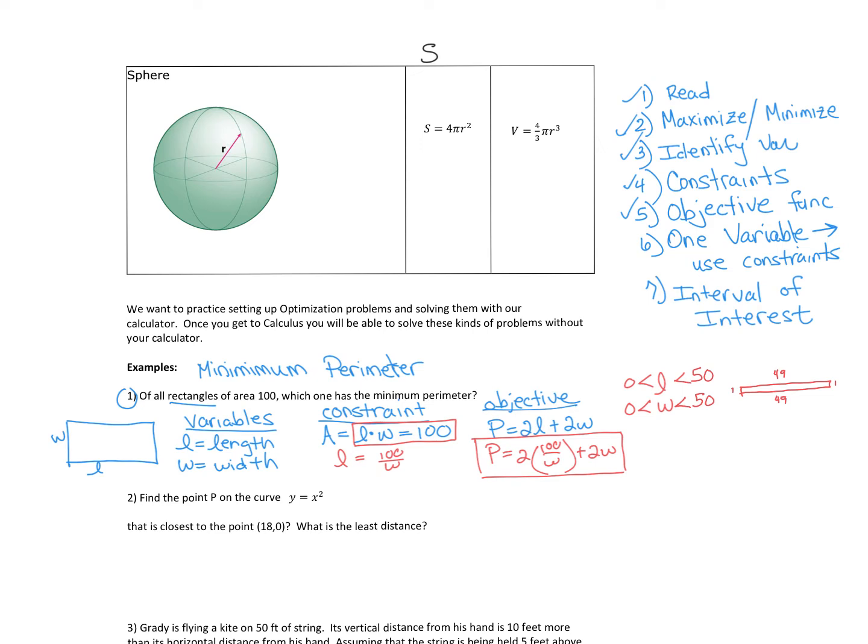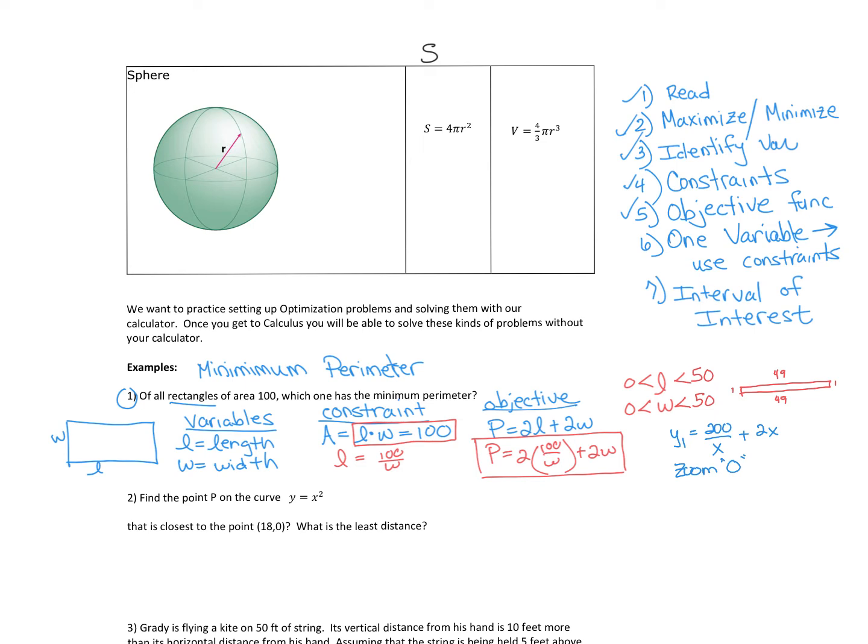So the maximum that something could be would be 49.999 forever, and the minimum could be whatever's greater than 0. So at this point, we would put this into our calculator. We would use y1 equals 200 over x plus 2x. If you zoom 0, it will fit on the page. That's zoom fit. And you can look at the graph and find the minimum.